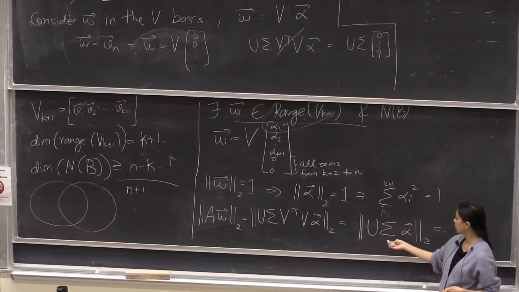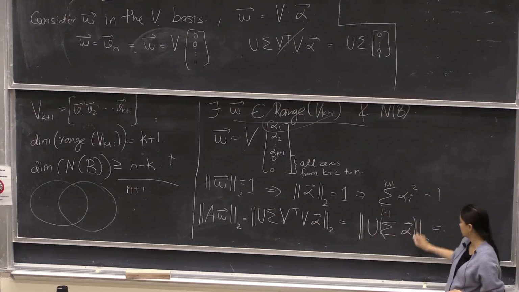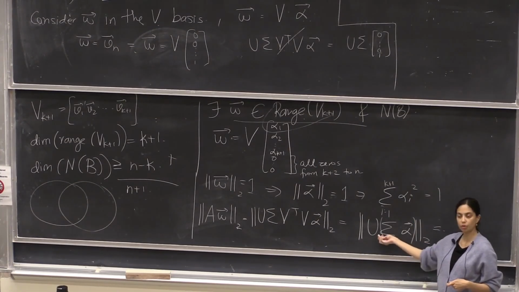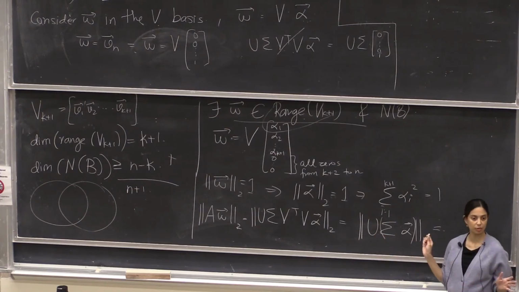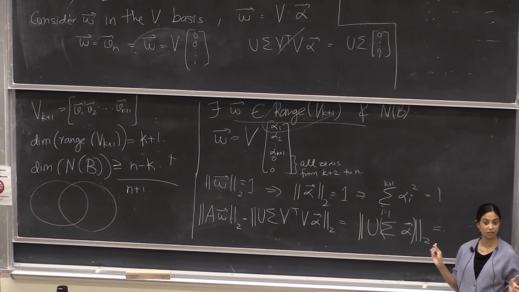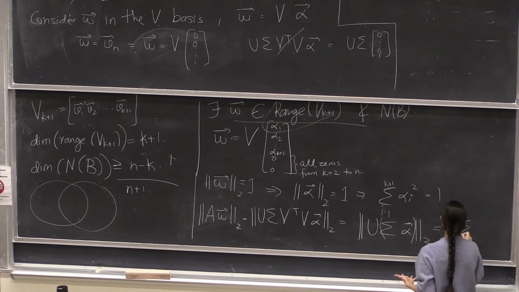Now, U is an orthonormal transformation. Right? This is some vector. Sigma times alpha is some vector. I don't care what it is. Does an orthonormal transformation ever affect the norm of a vector? No. Can I get rid of this U? Yeah. So this is equal to the norm of sigma alpha.